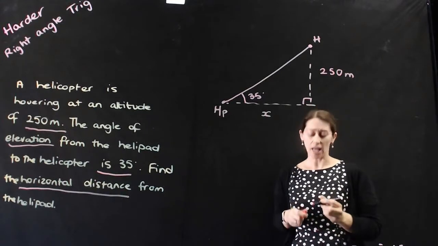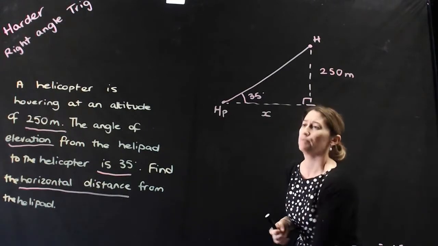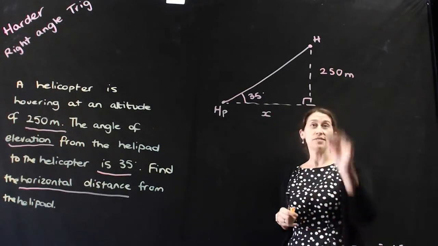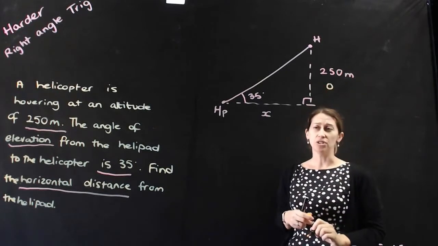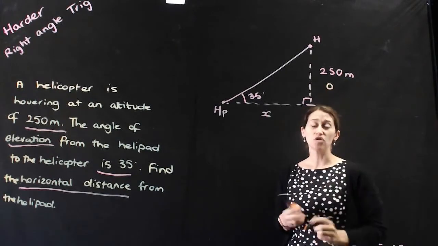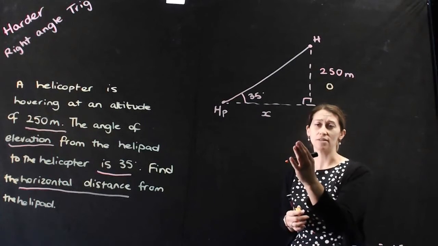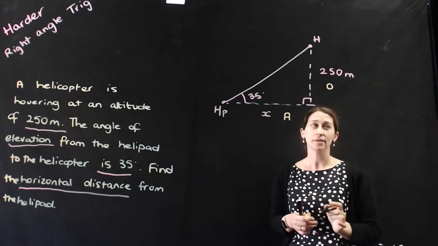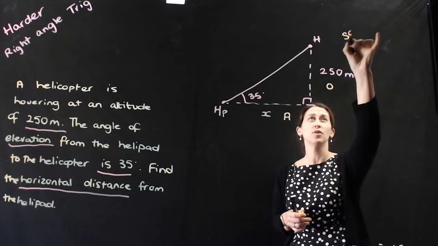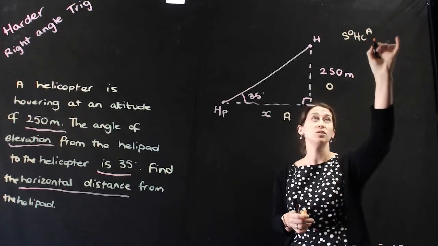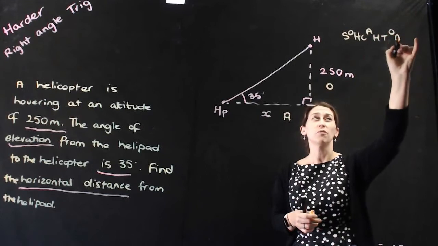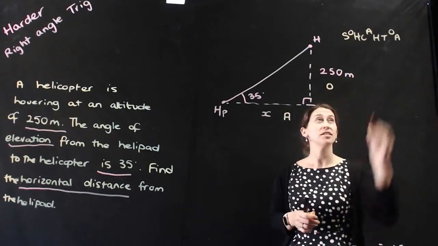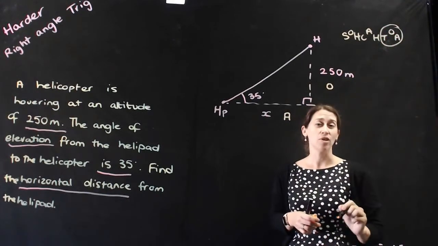Let's have a look at labelling the triangle that I've had. 250 is opposite the angle of elevation. The side that we're trying to find, the horizontal distance, is the adjacent. Looking at the word SOHCAHTOA, if I was to write that down, which ratio will I be using? The one that involves the opposite and the adjacent is our tan ratio.